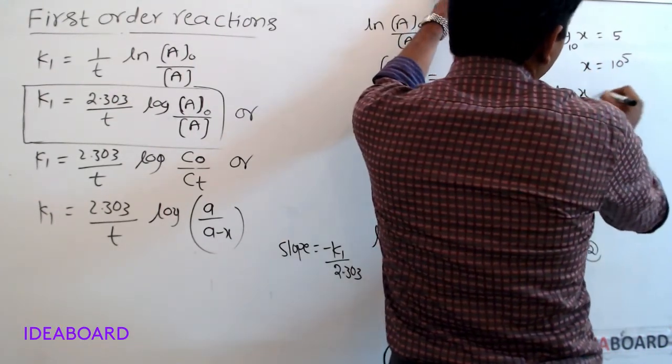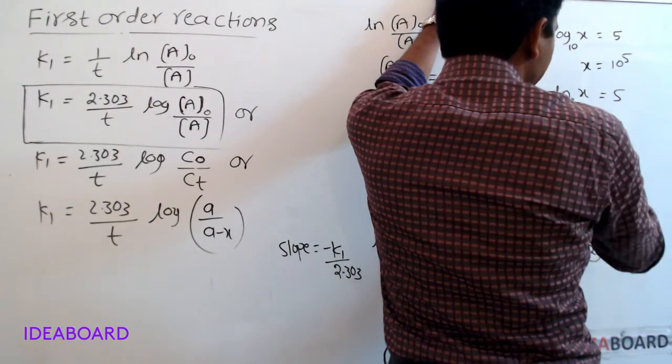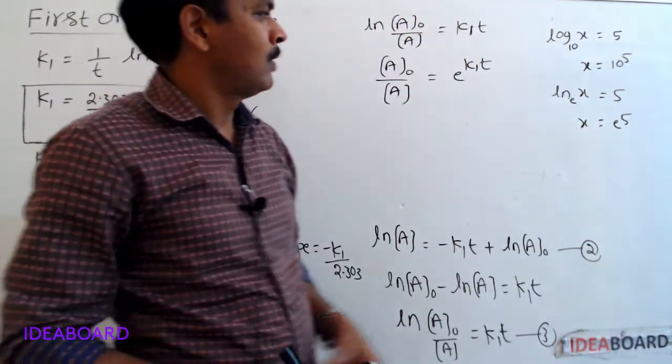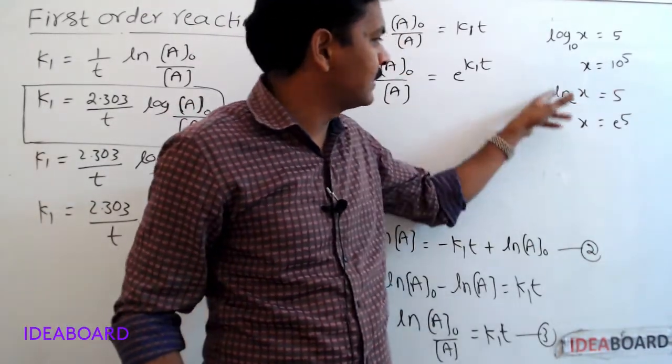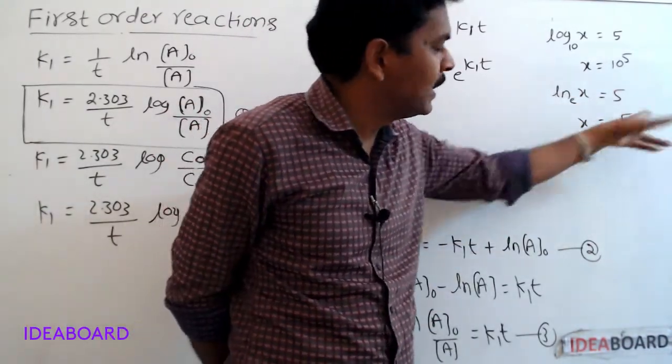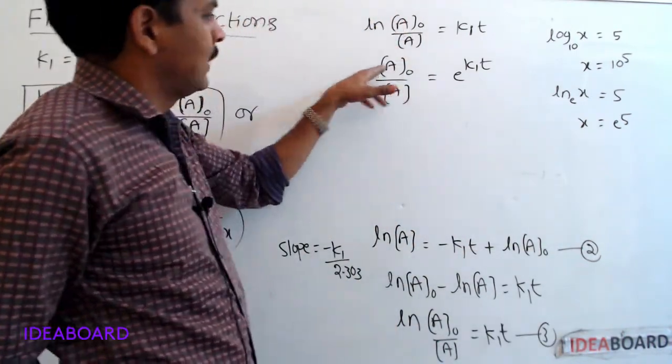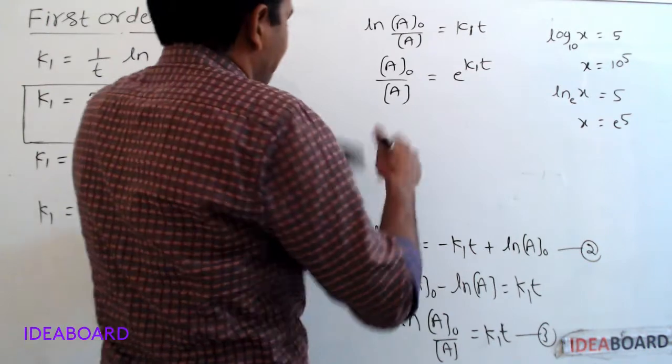If ln x is equal to 5, here ln x means base e, then x is equal to e power 5. Like that, from this I wrote a naught by a is equal to e power k1t.